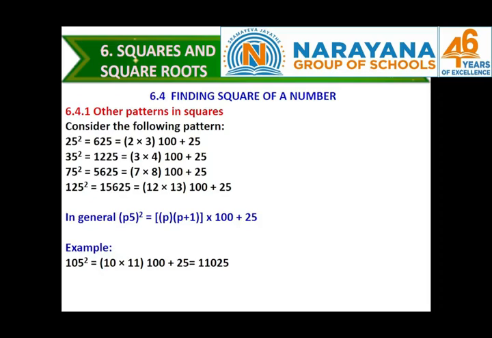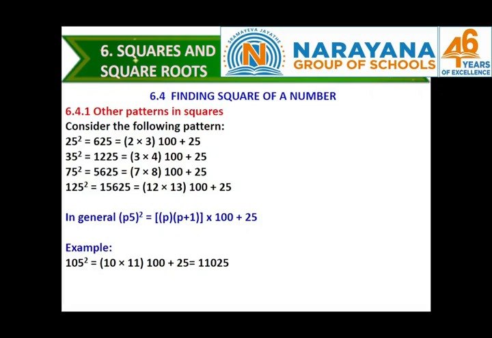Is there any pattern here? Yes. We already learned that 5 square, its last two digits are 25. See, on the right hand side the last two digits are 25, 25, 25, 25. Then for 25 square, how am I going to get 6? For 35 square, how am I going to get 12? The remaining last two digits, we know, are 25. For 75 square, I am going to get 56. For 125, I need to get 156.